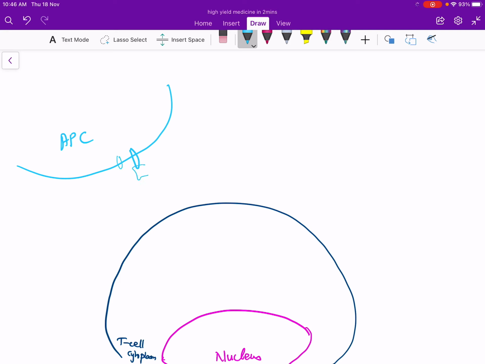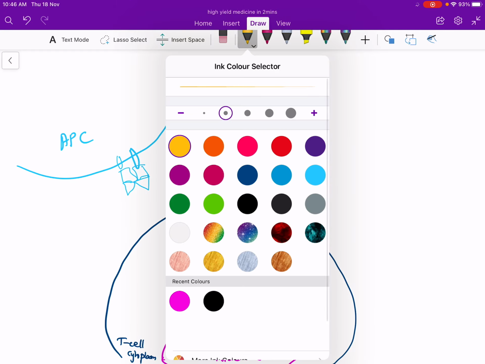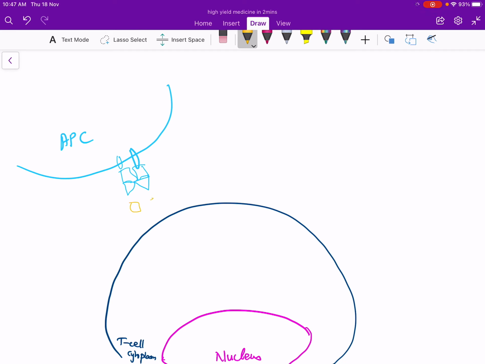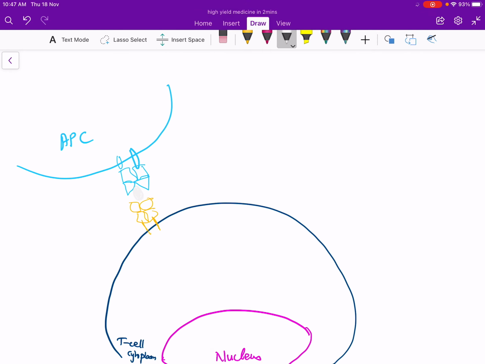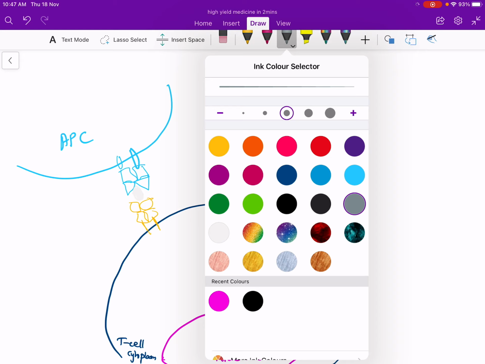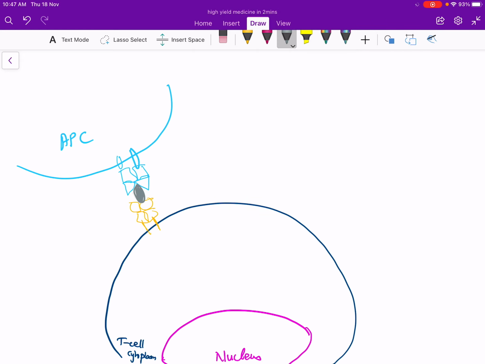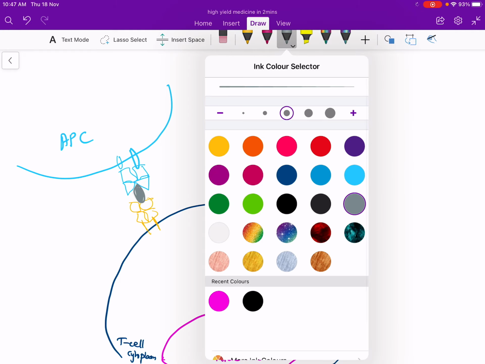An antigen presenting cell will have receptors of its own, and let's draw the receptor for the T cell. The antigen presenting cell is going to present antigen to the T cell. Suppose this is the antigen. As soon as it presents the antigen, the next step of the pathway is that you get calcineurin.